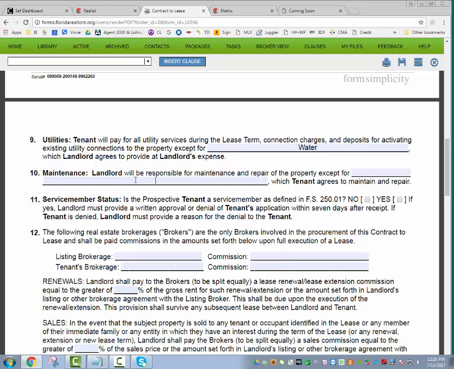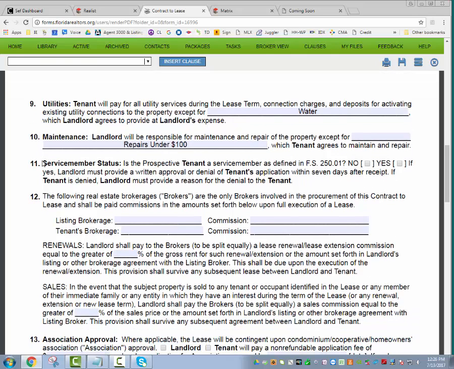Generally, number 10, maintenance. Landlord will be responsible for maintenance and repair for the property except for, we simply write, repairs under $100. This is standard. So the tenant doesn't bother the landlord with every little thing. So we generally tell folks, if you stopped up the toilet, you got to get a plumber out there for $75. You need to take care of that. If the little handle came unscrewed from the cabinets, you need to screw it back on. Things of that nature. But if your AC's down, or your washing machine's broke, or your refrigerator stopped running, contact the landlord immediately.